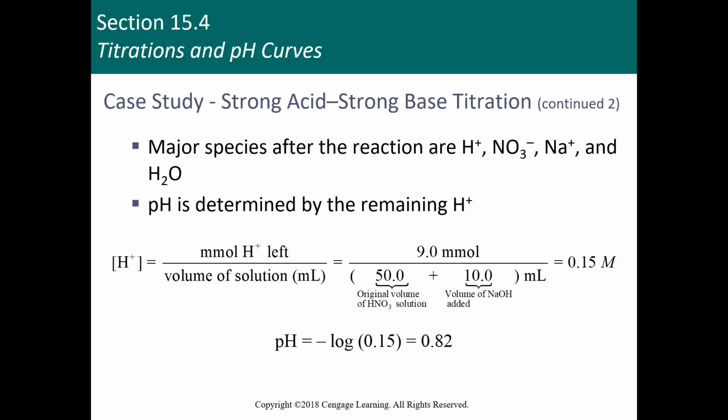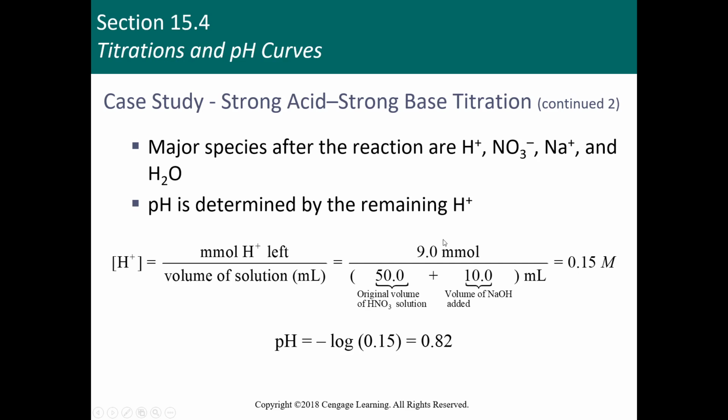So once you've completed that reaction after adding a strong base to a strong acid, your major species that will be remaining are the H plus that you had left. There'll be the NO3 minus, the sodium, and the H2O. Again, you can use that H plus concentration to determine the pH. And vice versa, by the way. If you stuck a pH meter in there, you could, of course, determine the H plus concentration from that.